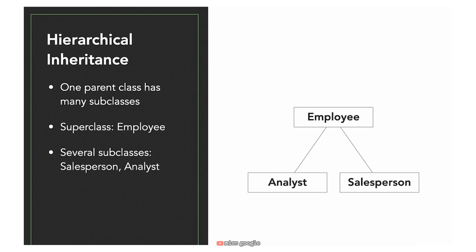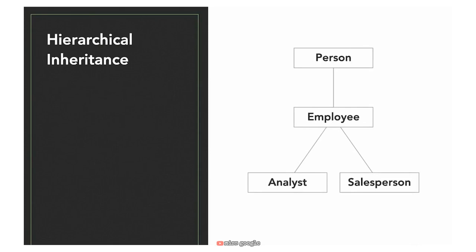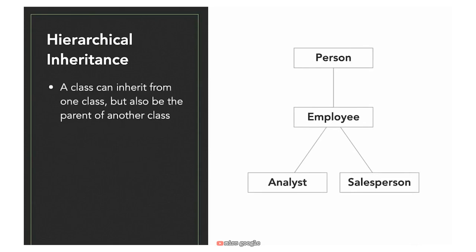This type of inheritance is called hierarchical inheritance, where one parent class has many subclasses, and this is also supported in Java. Another type of inheritance we have is multi-level inheritance. A class can inherit from one class, but also be the parent of another class. Let's say we add a person class to the mix. An employee is a person, an analyst is a person, and a salesperson is a person. We can have the employee class inherit from the person class, and in turn, the analyst and salesperson will also inherit from the person class indirectly.